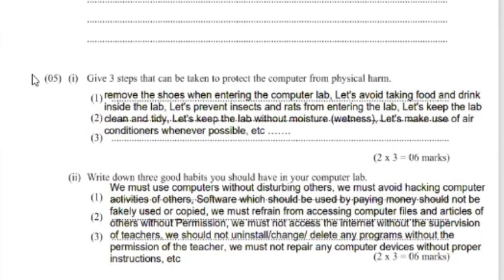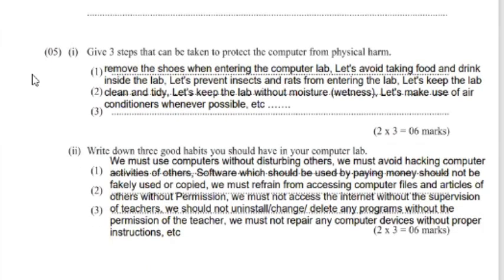give three steps that can be taken to protect the computer from physical harm. Remove the shoes when entering the computer lab. Avoid taking food and drink inside the lab. Prevent insects and rats from entering the lab. Keep the lab clean and tidy. Keep the lab free from moisture and wetness. Make sure of air conditioners whenever possible.